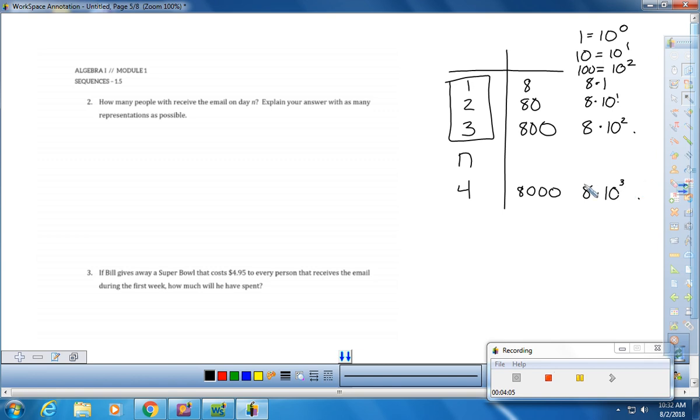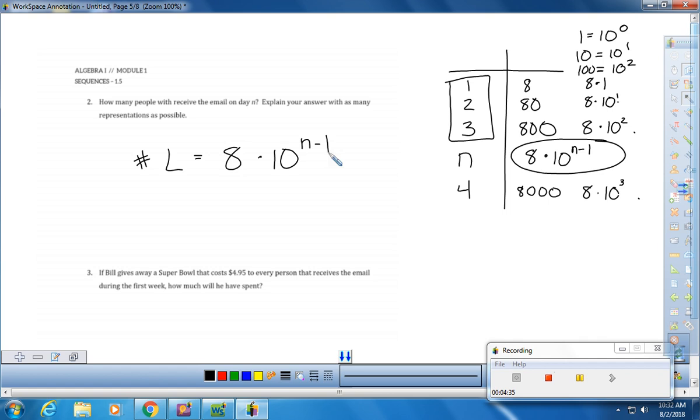This exponent is 1 less than that number. This exponent is 1 less than that number. This exponent is 1 less than that number. So on the nth day, it must be 8 times 10 to the n minus 1. Okay? The number of people getting the letter is equal to 8 times 10 to the n minus 1. That is hard stuff. Right now you're not expected to come up with that on your own, but I hope you understand the process we went through.